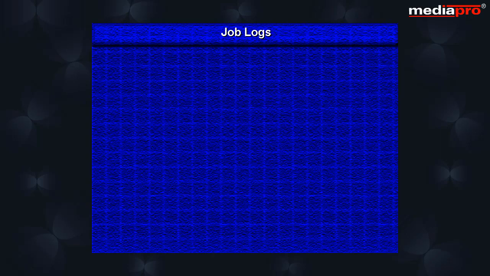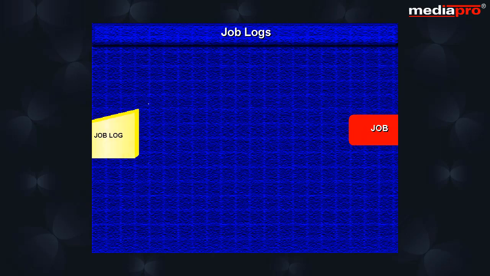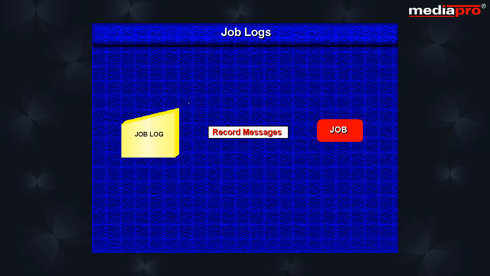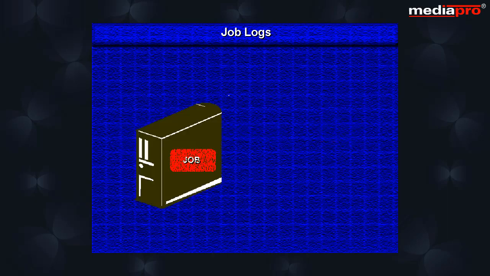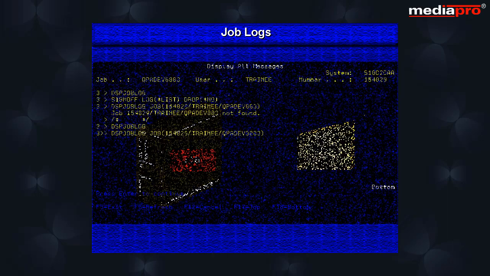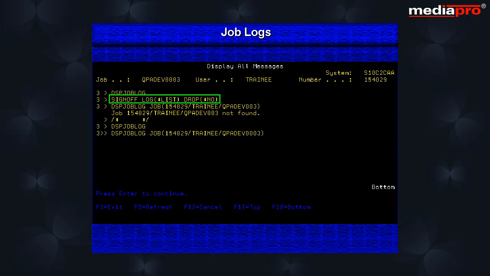While on the topic of messages, let us also take a look at job logs, which record the messages generated within the job. Every job that is started on the AS400 generates a job log. The job log provides detailed information of all the activities that took place while the job was executing. It is a valuable source of information when diagnosing problems.